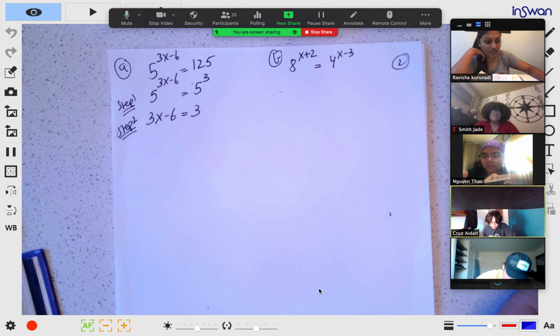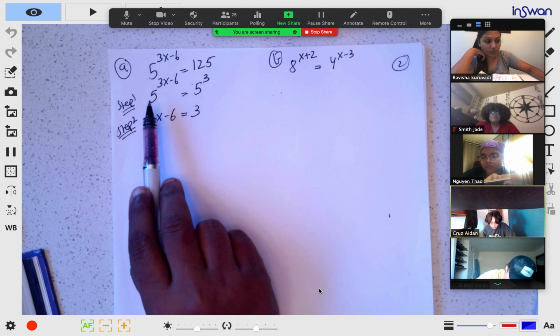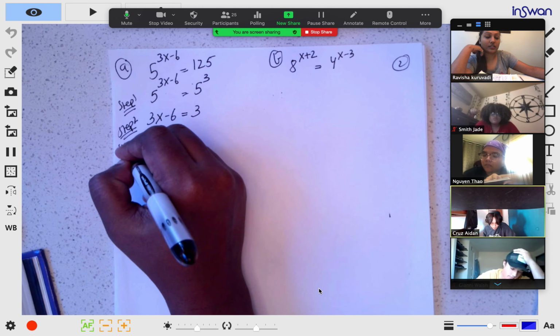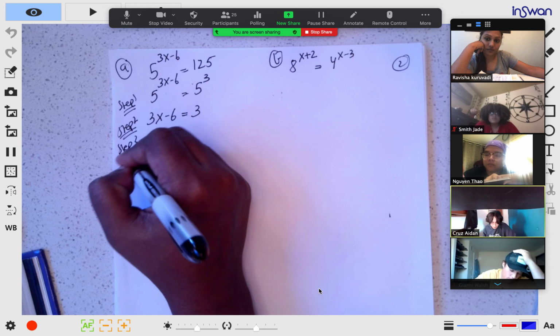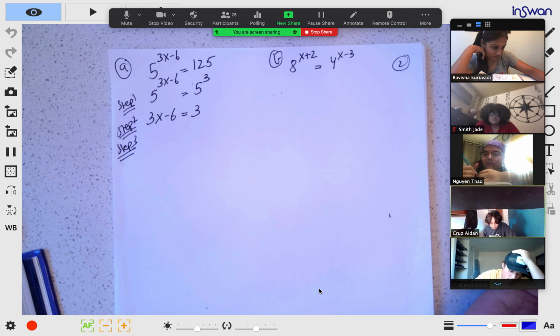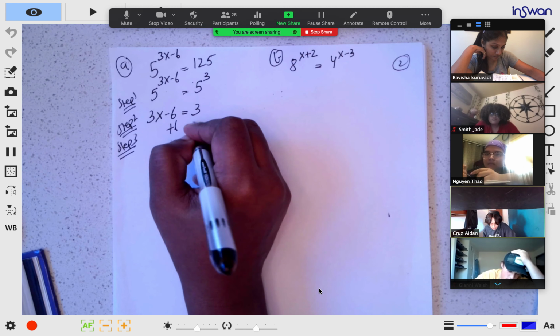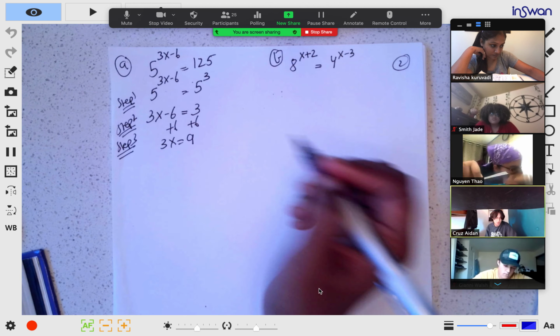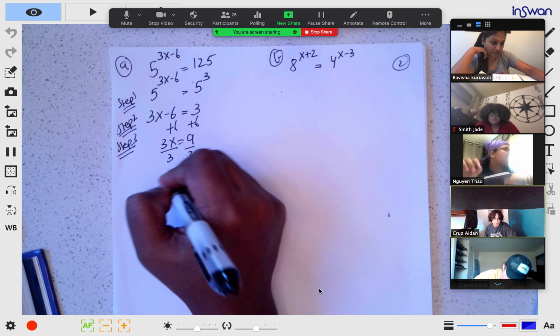Since your base was the same, both have 5. So now you can put them equal to each other. Now what's your third step? Solve. Plus 6 to the other side. 3x equals 9, so x would be equal to 3. Perfect. Good idea.